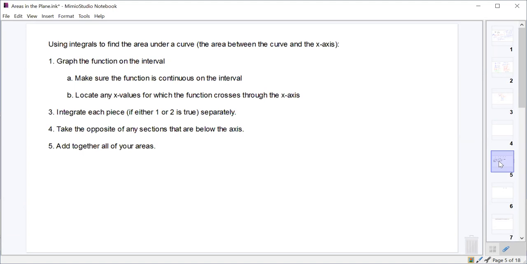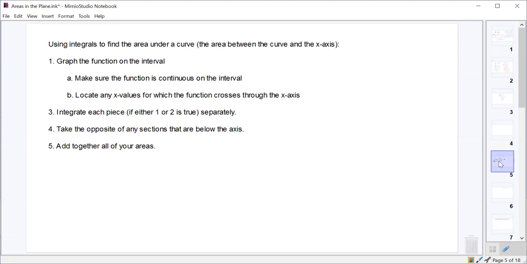So the first thing that you always want to do when you're looking for these areas is to graph whatever function you're looking for. So graph the function, make sure the function is continuous on the interval, and then look for any x values where your function might cross through the x-axis. If it just touches the x-axis and then bounces off of it, that's not a big deal. But if it crosses through the x-axis, that means you're going to have one portion that's above the x-axis and one portion that's below the x-axis.